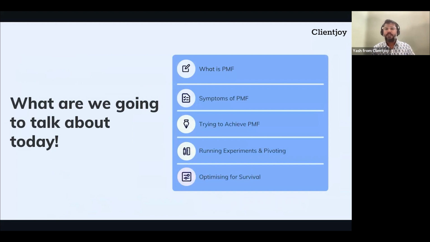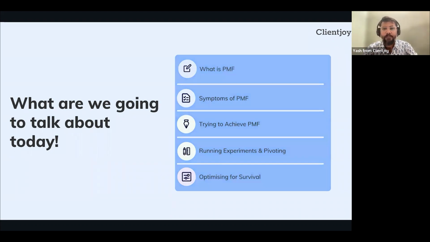And so here's a little bit of structure on what we are going to talk about today, right? The first thing that we'll talk about is what is product market fit. A lot of times, and I'll talk about it when we come to that. So what are some of the symptoms of product market fit where you can realize that, hey, you are getting there? What are some of the tried and tested ways of achieving product market fit? How can you run experiments? How can you pivot? And then how do you optimize for survival until you reach product market fit, right?